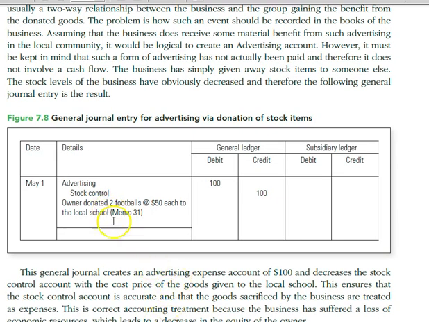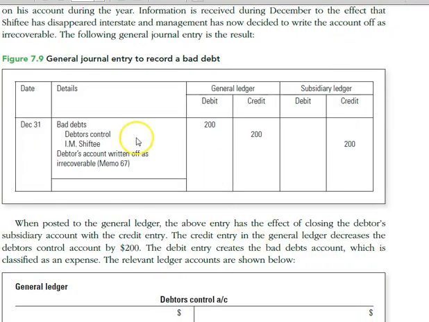This is done here. So it is as simple as this. A bad debt is an expense. So we debit the bad debts account, and then we credit the debtors control account with the amount. We also then need to record this in the debtors subsidiary ledger, because we don't want them to appear anymore in our debtors schedule. They're not coming back. We want it to be a zero balance. So whatever the balance was, we just write it off. Debtors account written off as irrecoverable, memo 67.